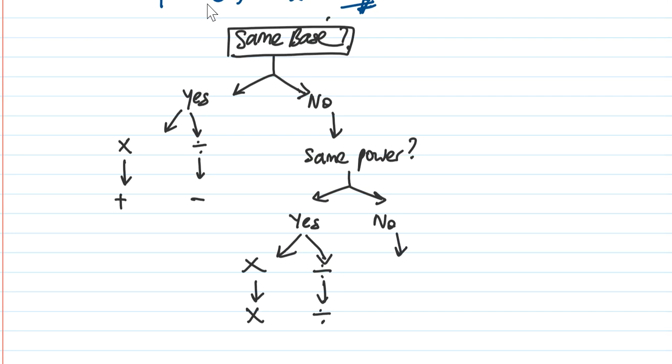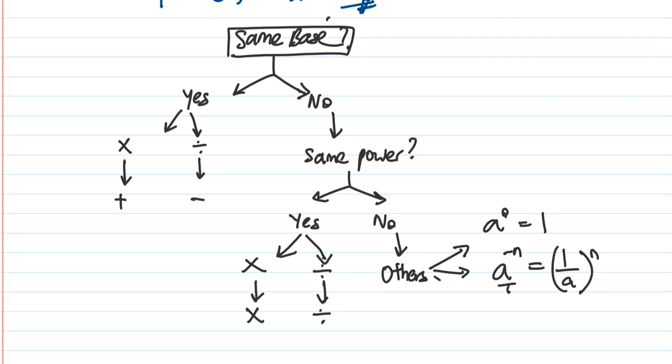Then we have what we call the others, which is over here. Anything to power 0 is 1. If it's a negative power, we can flip the base and the power becomes positive. And if the power is a fraction, a to the m over n, we can write it in terms of a root, like that. So I'm just going to illustrate this further.